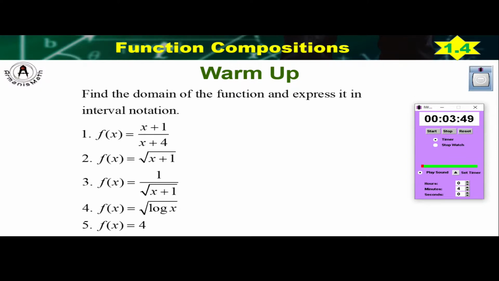A couple words on this warm-up: the need for us to extract the values that make the function undefined. So can someone tell me, looking at number 1, for example, what should I not have? What is not permissible for me to have in the denominator? You're right. I'm trying to avoid 0, and what makes 0 is what I see some of you here in the chat, -4. So basically, you could have anything that you like except -4.